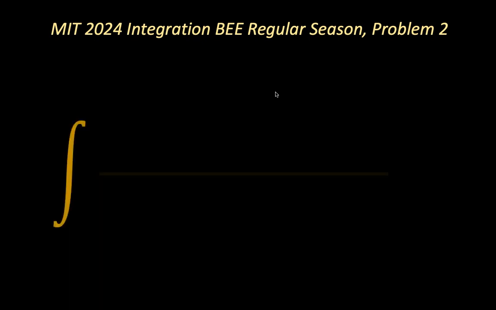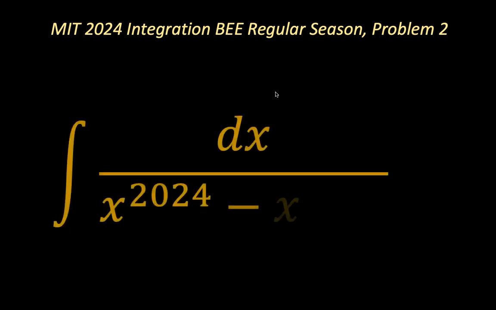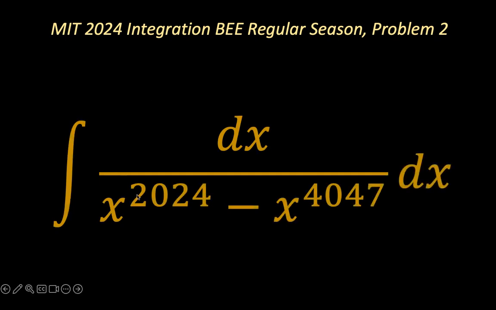Today, we focus on the MIT 2024 Integration B regular season, problem number 2, which is the indefinite integral of 1 over x to the power 2024 minus x to the power 4047. And this is an indefinite integral with no limits.